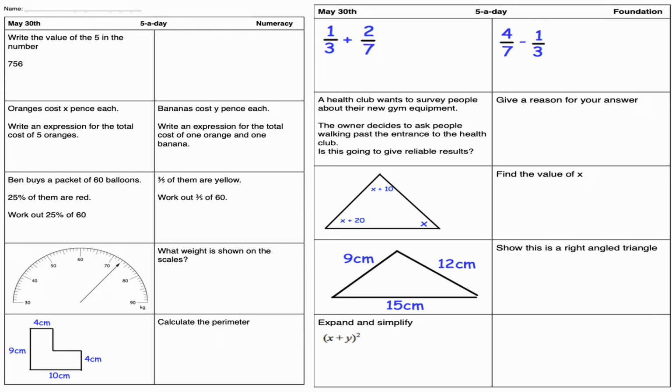Okay guys, in this week's video, we will be taking a look at the Corbettmaths Numeracy 5 a day and the 5 a day foundation from May the 30th on the old exam board. So it's a GCSE A star to G grade maths, looking at the old specification, but it will still be appropriate for your paper 2s and paper 3s.